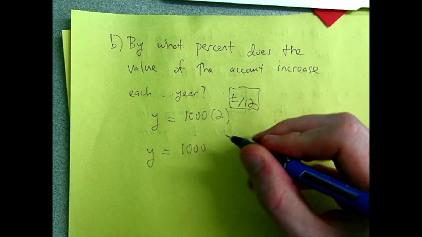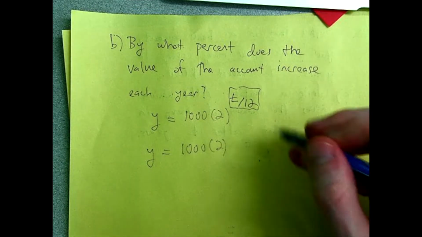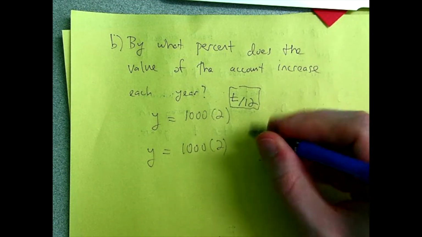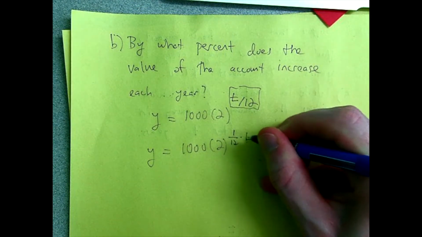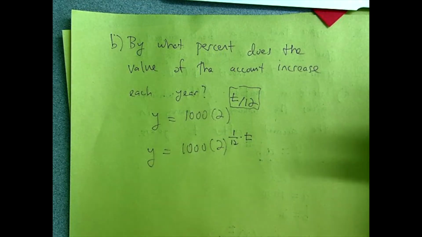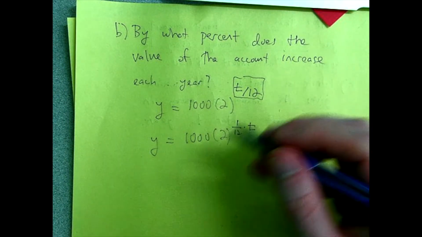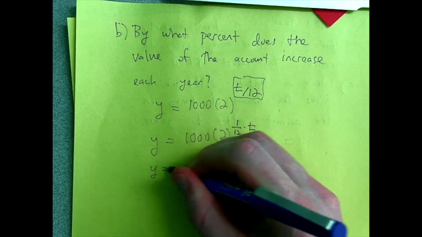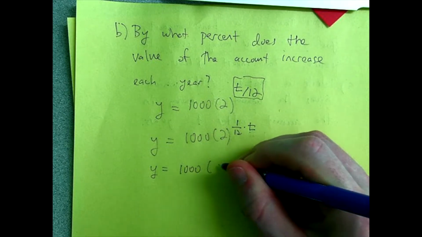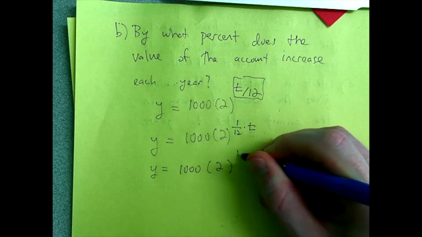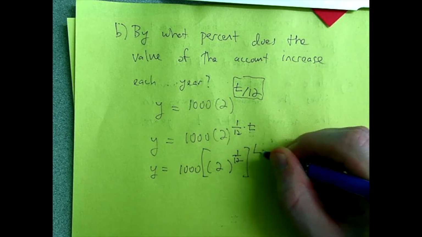You can rewrite this in the following way. First, notice that t over 12 can be rewritten as 1 over 12 times t, of course, right? 1 over 12 times t is the same thing as t over 12. We can rewrite this expression as 1,000 times 2 to the 1/12, all raised to the t.